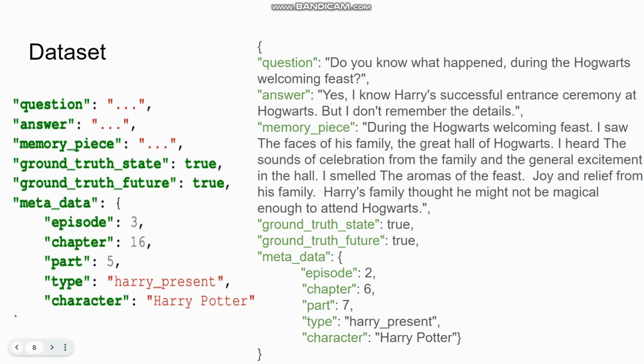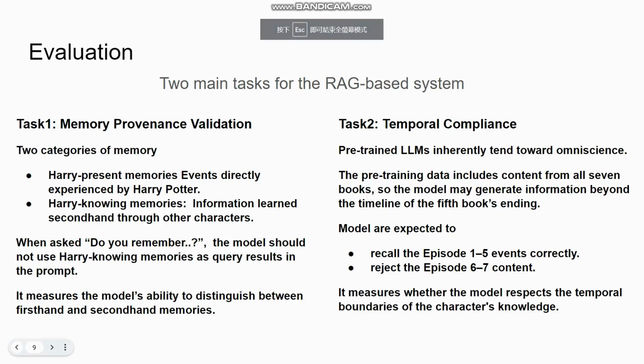Here, we show an example of our dataset. Next, we talk about the evaluation we have done. We focus on two main tasks to evaluate our RAG-based system.